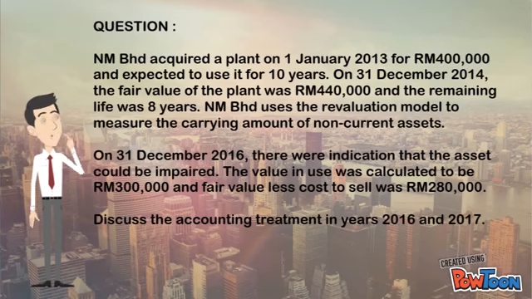On 31st December 2016, there were indications that the asset could be impaired. The value in use was calculated to be 300,000 and fair value less cost to sell was 280,000. So, let's discuss the accounting treatment in years 2016 and 2017.